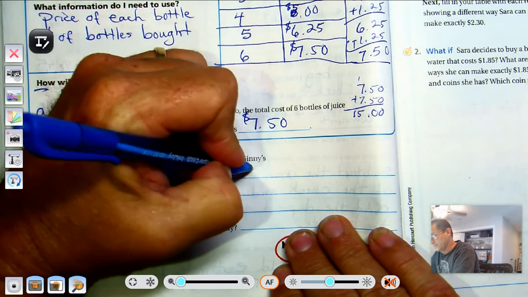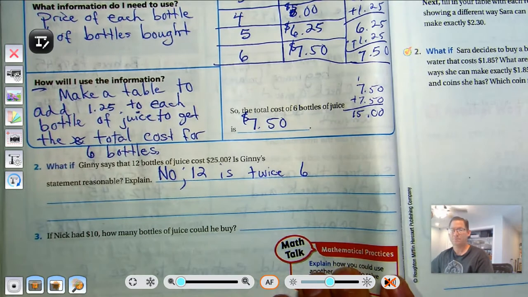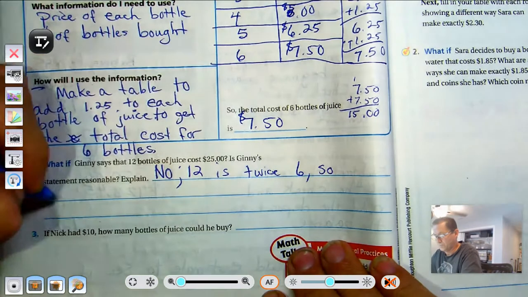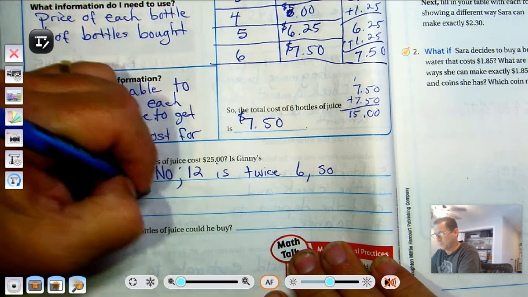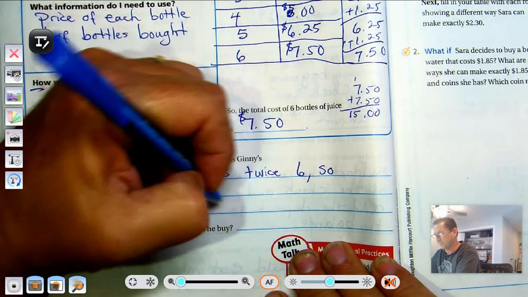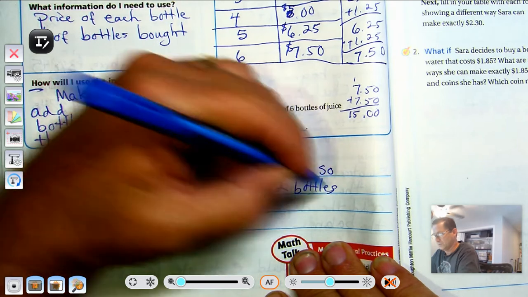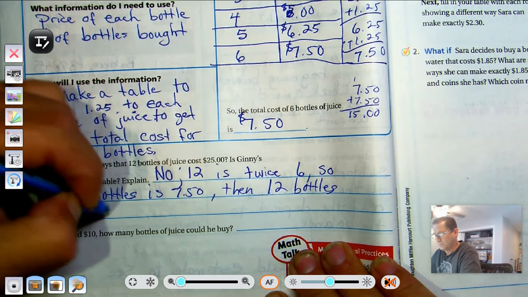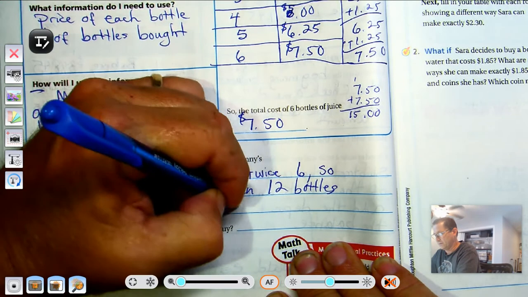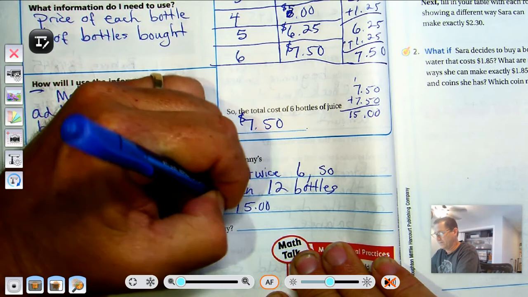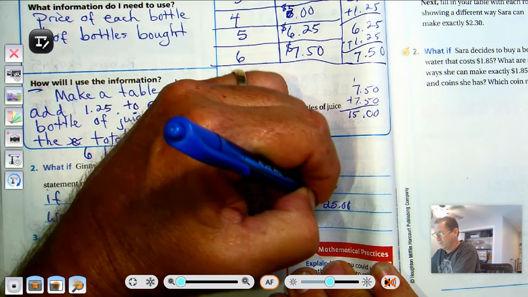12 is twice 6, right? So if 6 bottles is $7.50, then 12 bottles would be $7.50 plus $7.50, which equals $15, not $25.